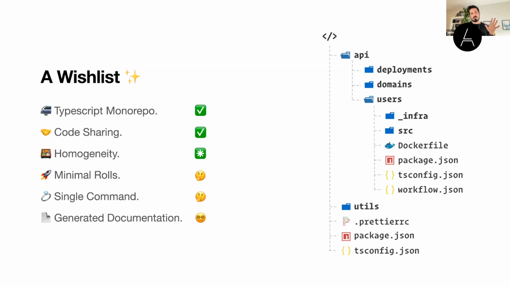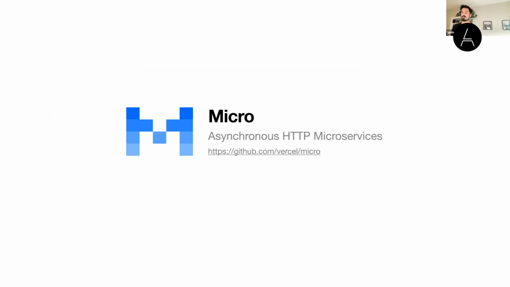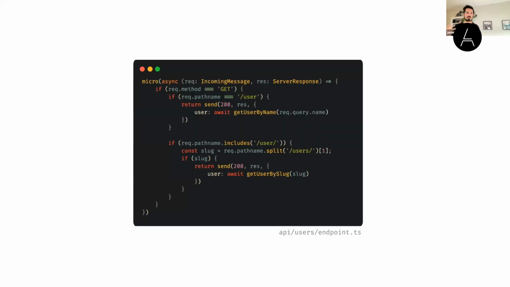So to keep moving, let me tell you about the way we were architecting our microservices. We were using a library that is called Micro. We created that one back in the day, and it's an asynchronous HTTP microservices library that simply will spin up a server based on a request handler. The code would look like this. This would be an example.